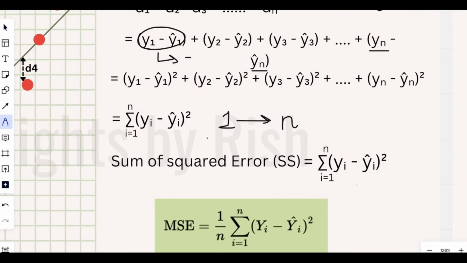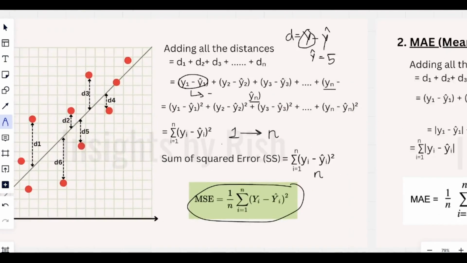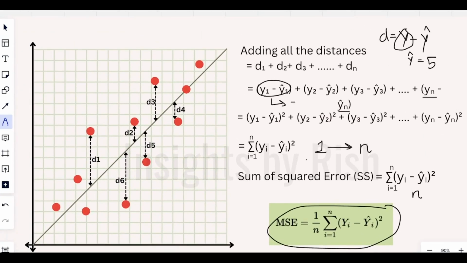When you divide the sum of squared errors by the total number of data points, let's say n is the total number of data points that you have, you get the mean squared error. It is 1 by n, summation of i equal to 1 to n, (yi minus yi hat) squared. So this was the first cost function, the first evaluation metric, mean squared error.